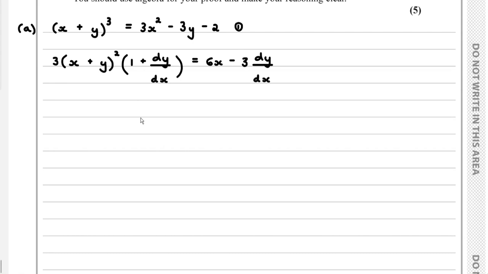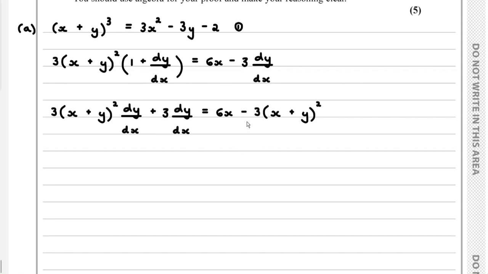Now, let's gather everything with the dy over dx on one side and everything that doesn't contain a dy over dx on the other side. So, I've got 3 multiplied by x plus y all squared times dy over dx, so that's this term multiplied by dy over dx, and I'm going to add to this 3 multiplied by dy over dx. And on the right hand side I'll have the 6x, and then I'm going to subtract from this 3 times x plus y all squared times 1. So I'll subtract 3 multiplied by x plus y squared.